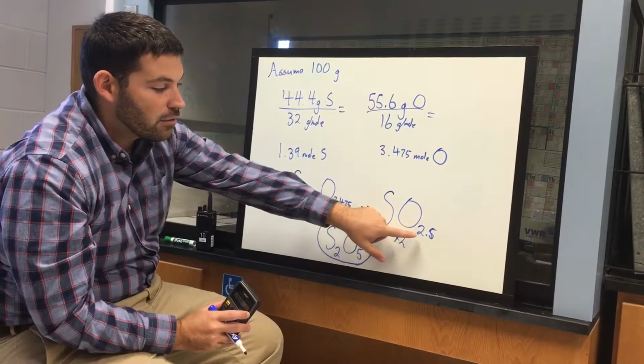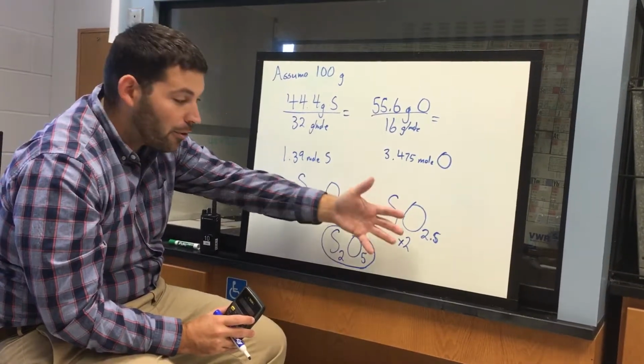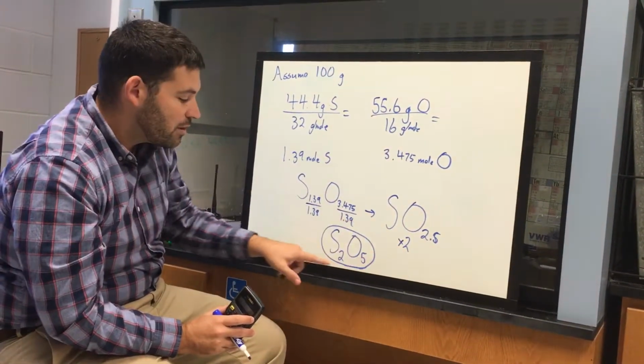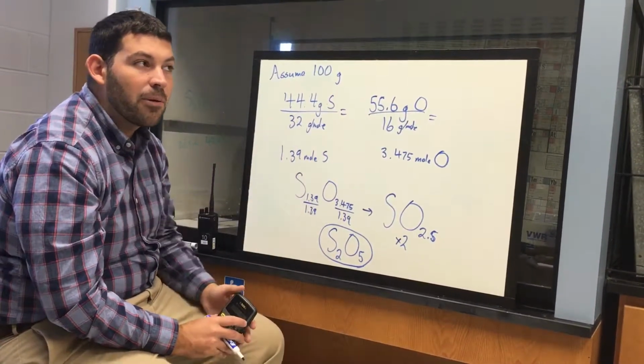That gave us SO 2.5. Because we had that 0.5, we multiplied until it was whole. In this case, we multiplied by 2, so we got S2O5. That's an empirical formula from percentages.